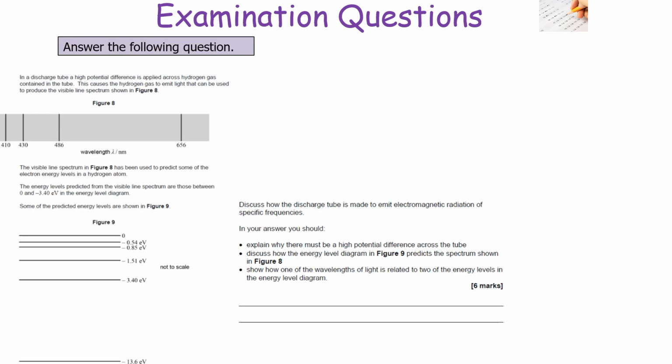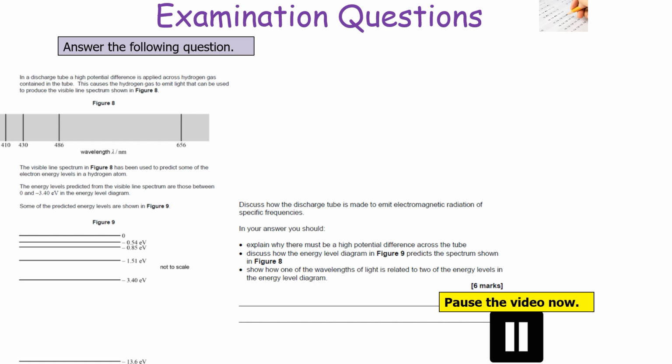The next question says, discuss how the discharge tube is made to emit electromagnetic radiation of specific frequencies. In your answer, you should explain why there must be a high potential difference across the tube. Discuss how the energy level diagram in figure 9 predicts the spectrum shown in figure 8, and show how one of the wavelengths of light is related to 2 of the energy levels in the energy level diagram. So pause the video now, then unpause the video when you want to go through your answer.